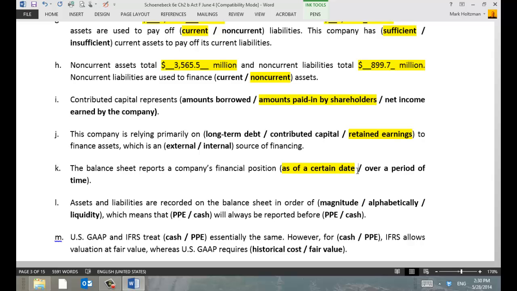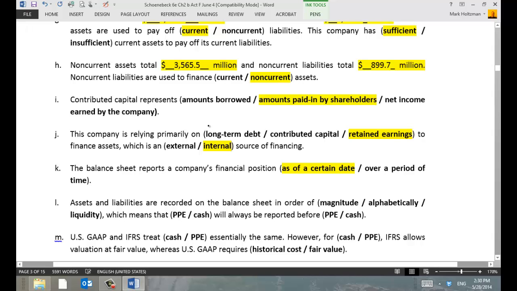Finance, the second part of debt. Retained earnings, would you call that an external or internal source of financing? Well, let's go through each one. Long-term debt, is that internal or external? That's external because you're borrowing it from other people.